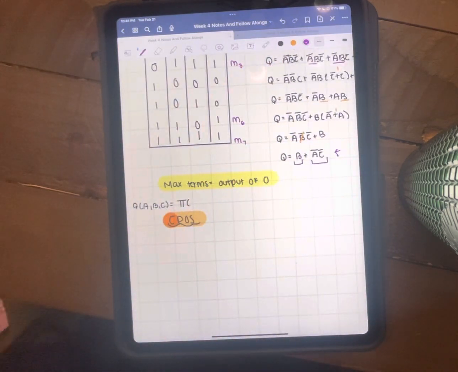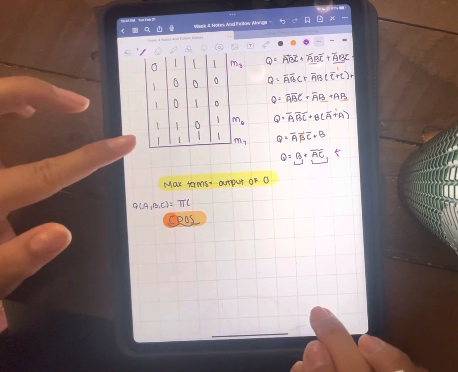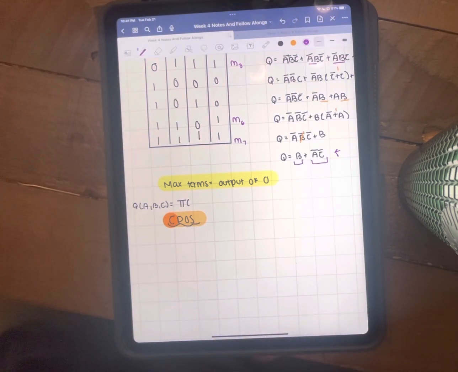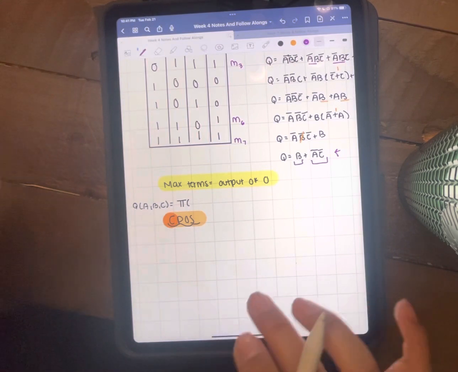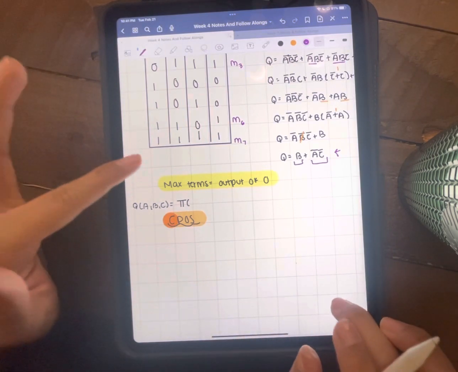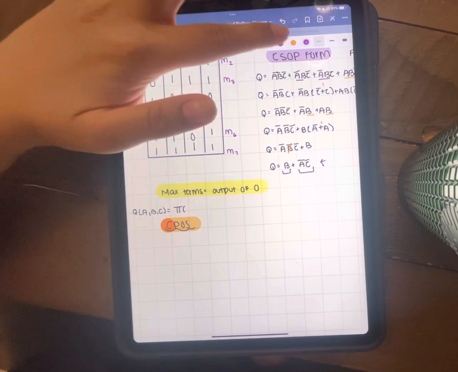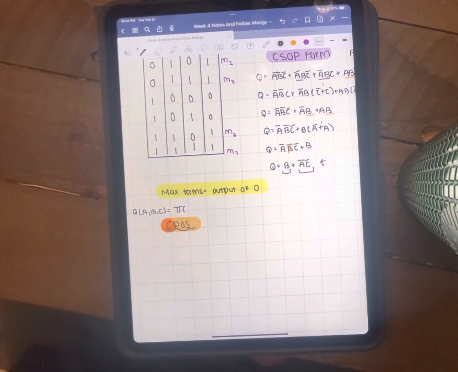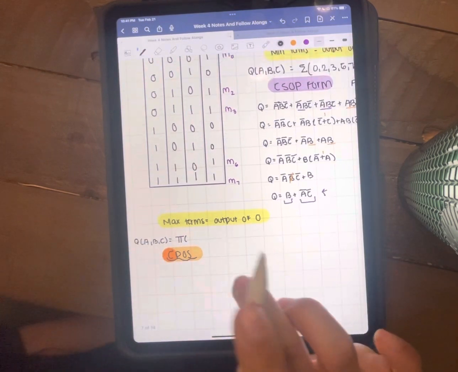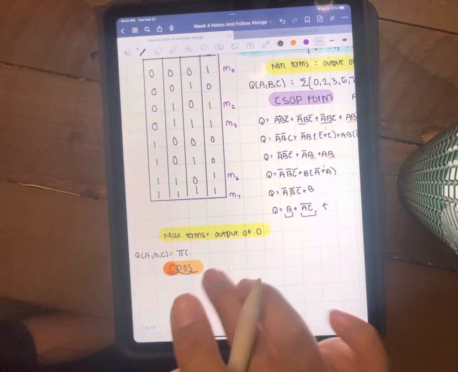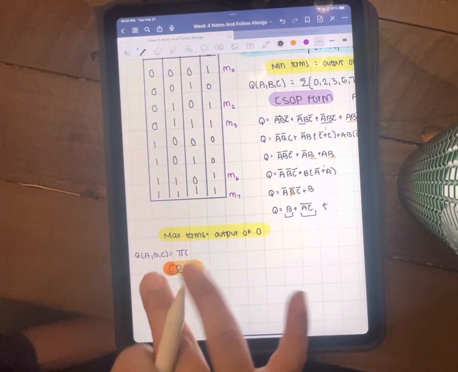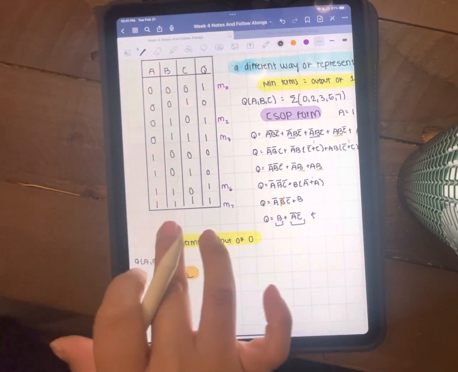And now we're going to move on to CPOS form and POS form. And that stands for canonical product of sums form. And for this, we're looking for any outputs of 0, because if any of these terms have an output of 0, that means the entirety has an output of 0.